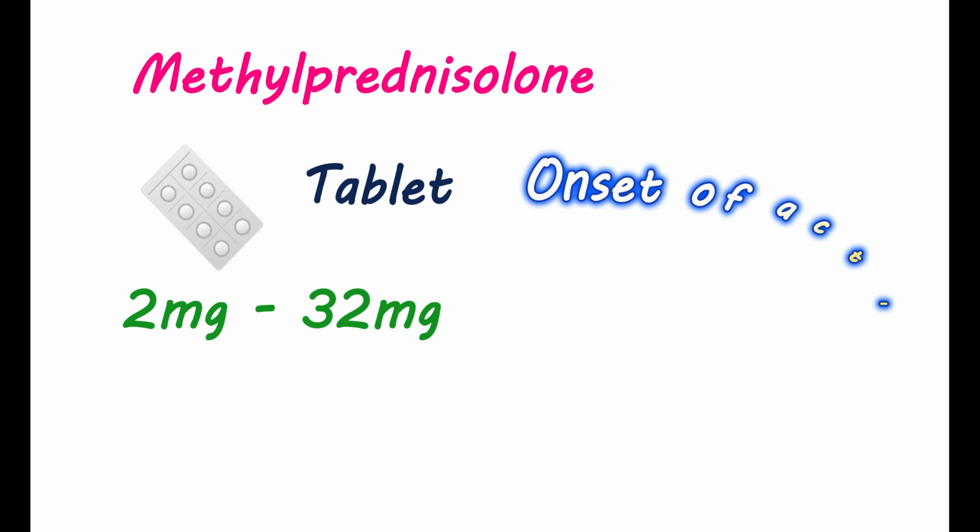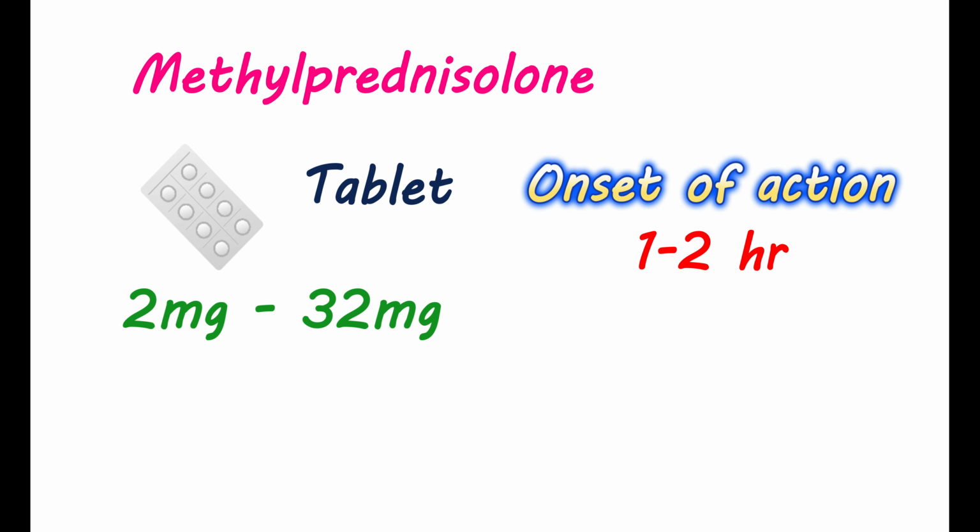How to take this medication? Methylprednisolone is available as a tablet in different strengths, ranging from 2 mg to 32 mg. It is also available as an oral suspension and powder for injection. Methylprednisolone can show its onset of action within 1 to 2 hours after oral administration. It is extensively metabolized in the liver.